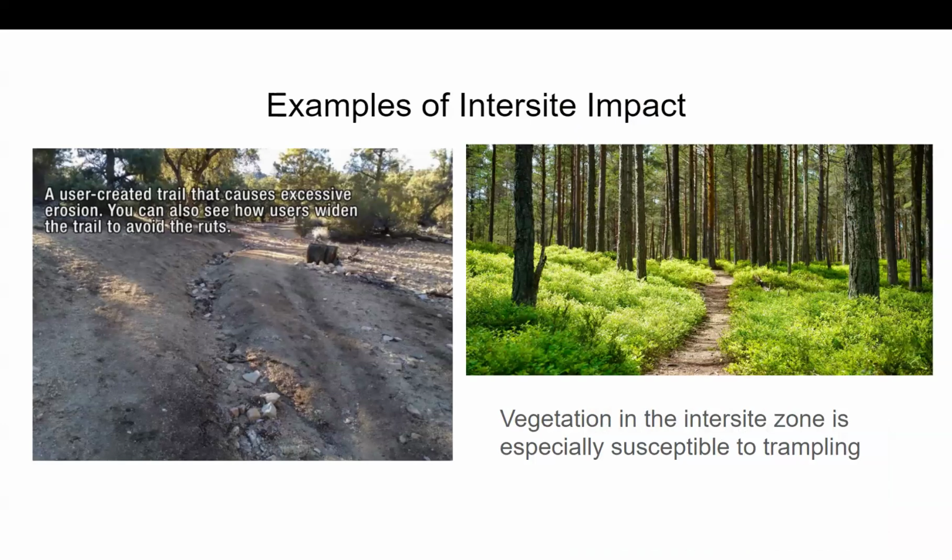The vegetation in an intersite zone is very susceptible to trampling, as you can see right here. The trailblazing that we were talking about earlier, where they wore a path, is where the vegetation is avoided. You can see it right here as well with the sheet erosion, because of the lack of trees, lack of tree roots, and lack of vegetation on top to hold the surface. So there's sheet erosion and gully erosion. It's all taking the soil away.